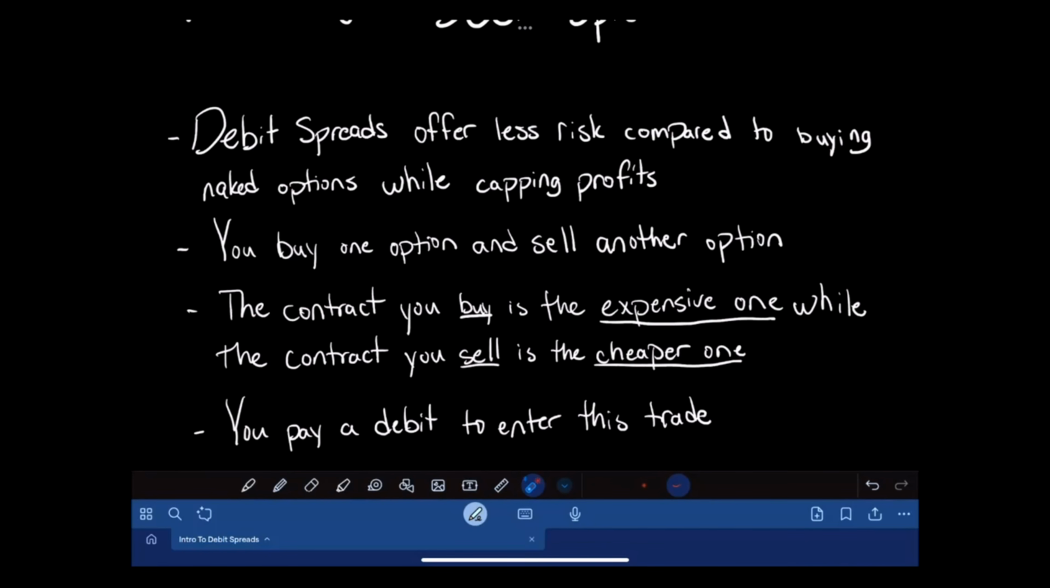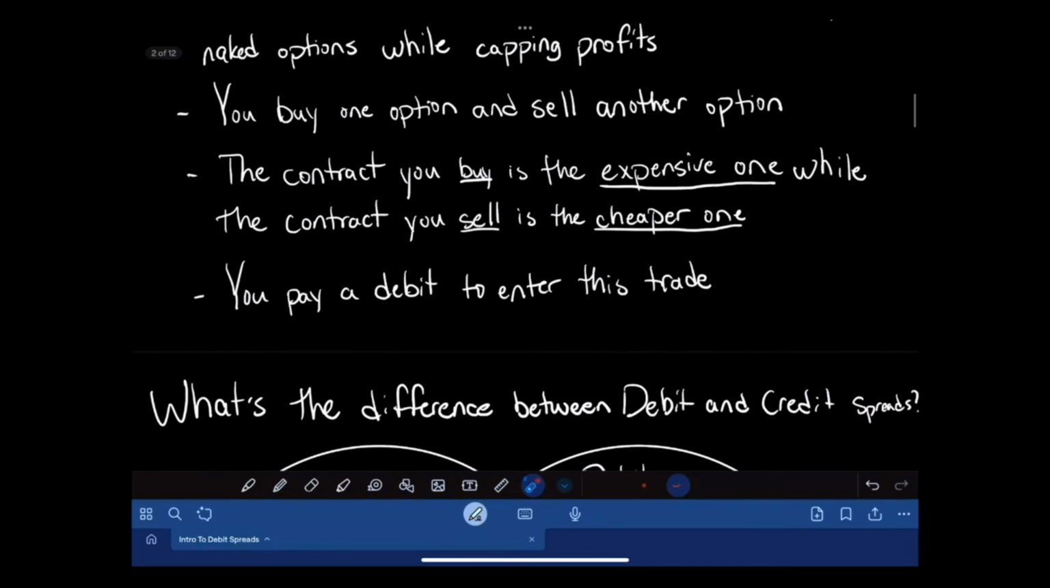So just like when you buy a call or you buy a put, you need to pay to enter a trade, right? The reason why I'm making this very specific is because we also talked about credit spreads. So I didn't want to confuse you guys since this is called debit spreads versus credit spreads. You have to pay a debit to enter this trade.